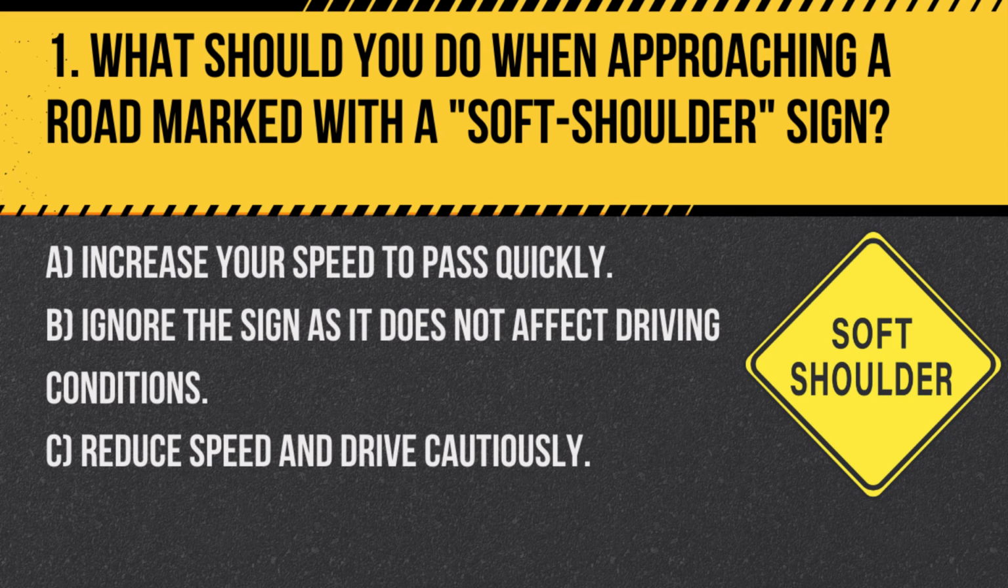Question 1. What should you do when approaching a road marked with a soft shoulder sign? A. Increase your speed to pass quickly. B. Ignore the sign as it does not affect driving conditions. C. Reduce speed and drive cautiously.